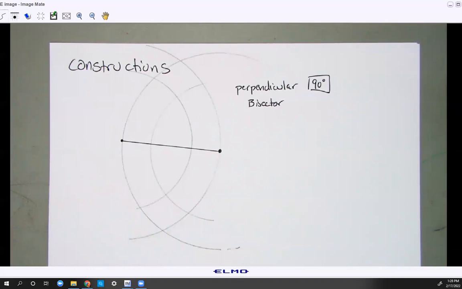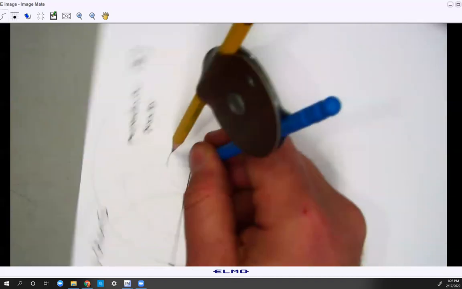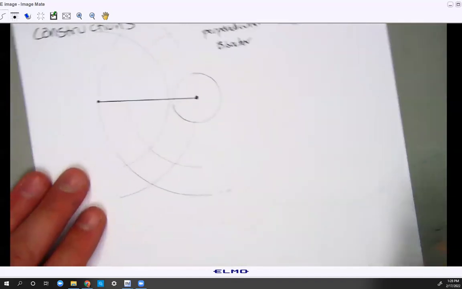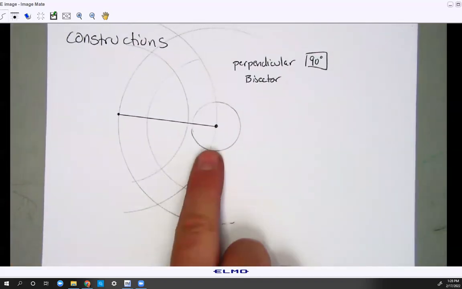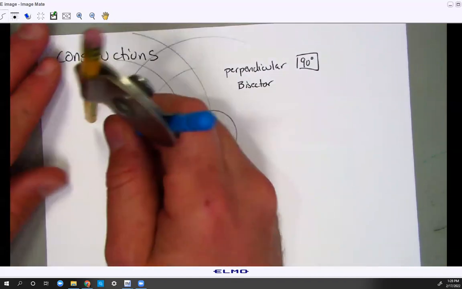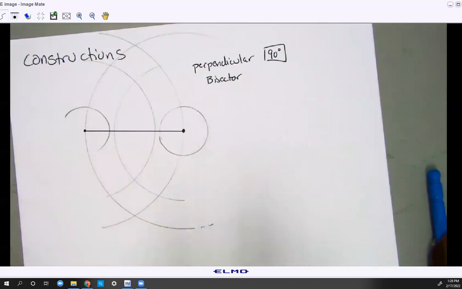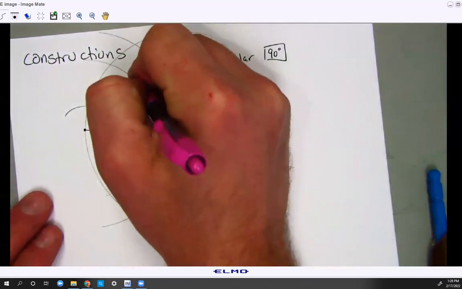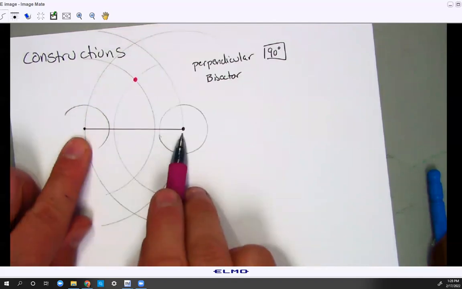What sometimes happens to people, though, is that their circles are too small. And what we're looking for is an intersection where two circles meet. And if you make them too small, they won't meet each other. So I didn't do one on the other side. I will. You can see these two circles are too small to meet.